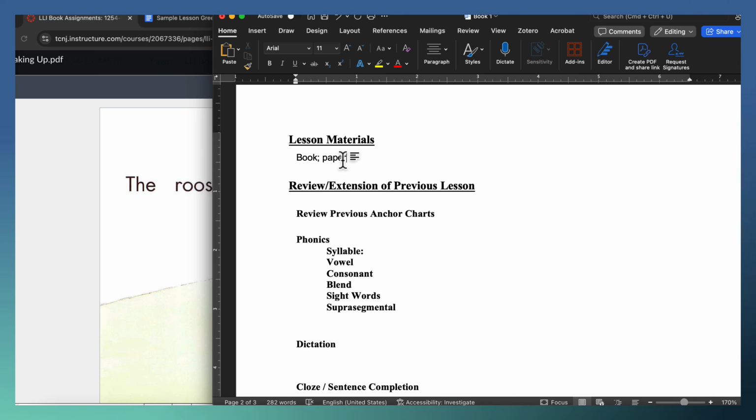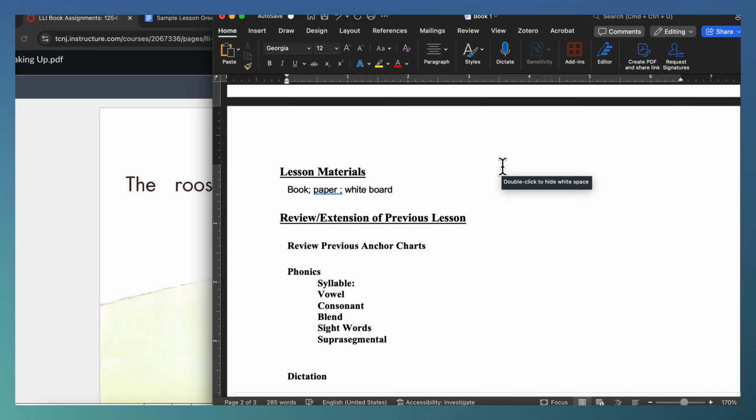I'm not going to get to vocabulary journals quite yet. I need my whiteboard because that's what I'm doing. I'm writing stuff on the whiteboard. There is no review or extension of the previous lesson because this is book number 1. So I'm not going to put anything here, all right?